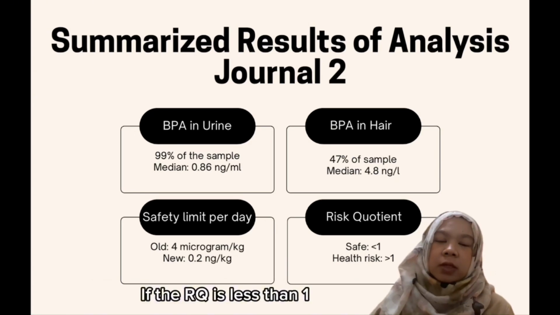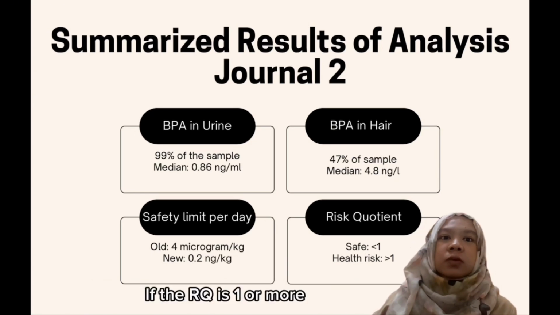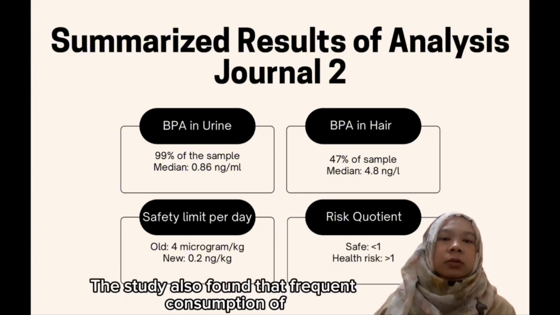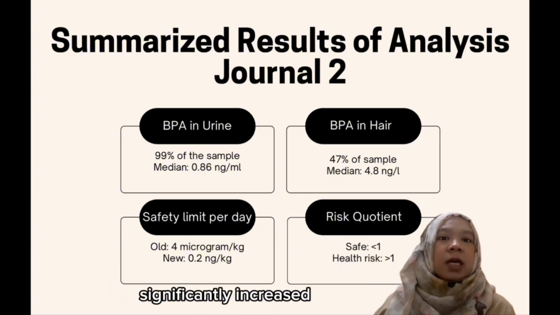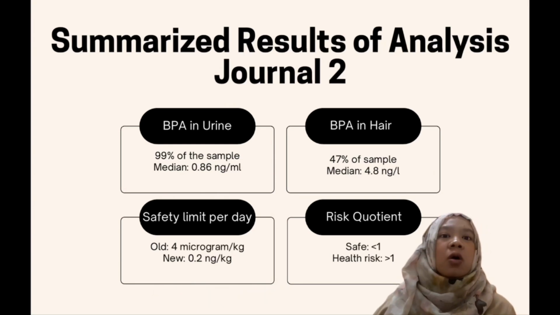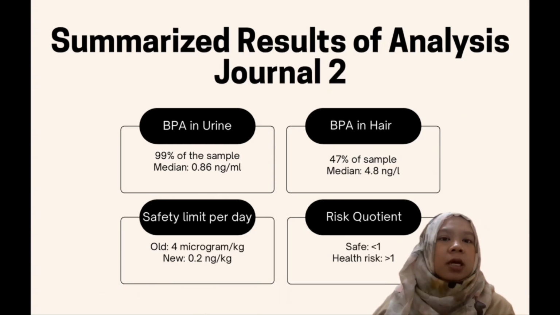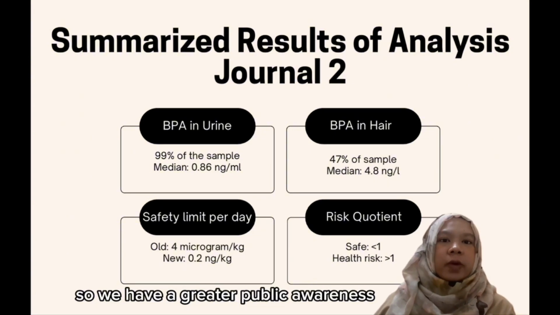If the RQ is less than 1, the risk is low. If the RQ is 1 or more, there is a potential health risk. The study also found that frequent consumption of canned food and beverages significantly increased the urinary BPA levels. Overall, the findings emphasize the need for updated exposure guidelines, so we have a greater public awareness.